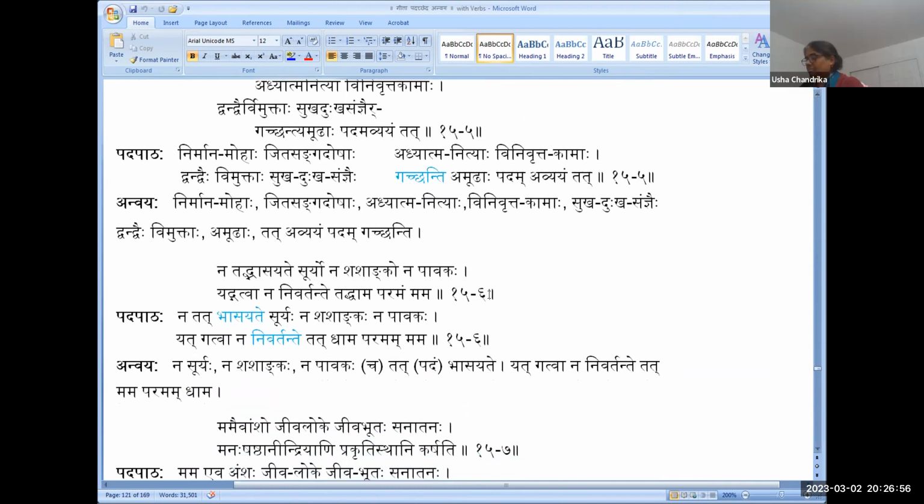Here, the 6th sloka. Na tat bhasayate suryaha. Bhasayate is a verb. Na shashankaha, not pavakaha. Bhasayate is a verb because it's a poem. He uses it this way: not tat bhasayate suryaha, not tat bhasayate shashankaha, not tat bhasayate pavakaha. So that verb bhasayate is used everywhere. Instead of and yet, gatva, having gone there, na nivartante, there is no return.